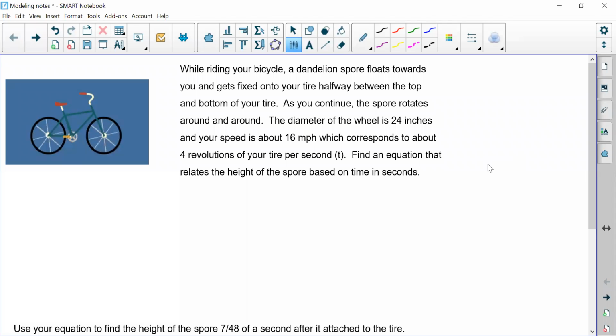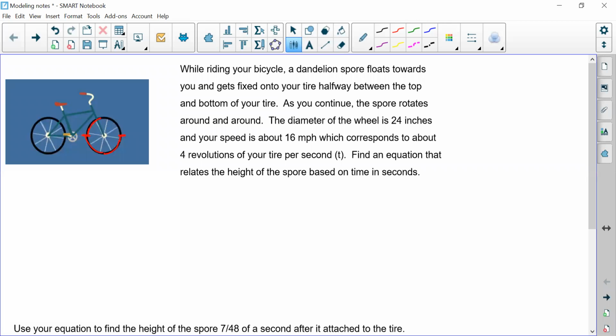Okay, guys, so we're going to move into application. So this problem right here, you're riding your bike and a dandelion spore hits the middle part of your front wheel. And of course you're riding your bike, so the dandelion spore gets attached to the wheel, so it goes down and eventually it's on the ground, but then it goes up again, and at this point it's the same height as it was in the original when it first attached to your tire.